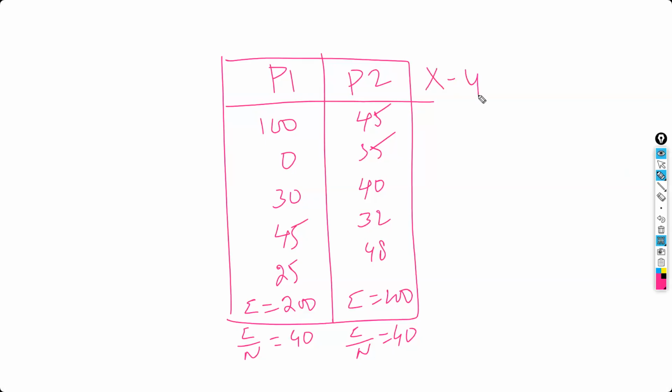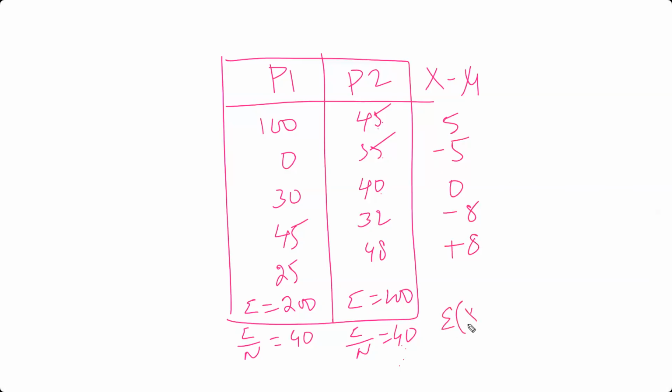Now, this is the deviation. I'm going to calculate the deviation. 45 minus 40, 5. 35 minus 40, minus 5. 40 minus 40, 0. 32 minus 40, minus 8. 48 minus 40, plus 8. Right? Now, what is the mean deviation? What is the average deviation he is having, miss? 0. That is sigma of x minus mu divided by n.